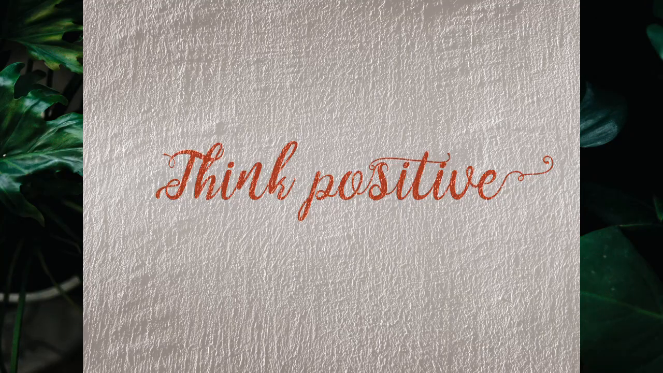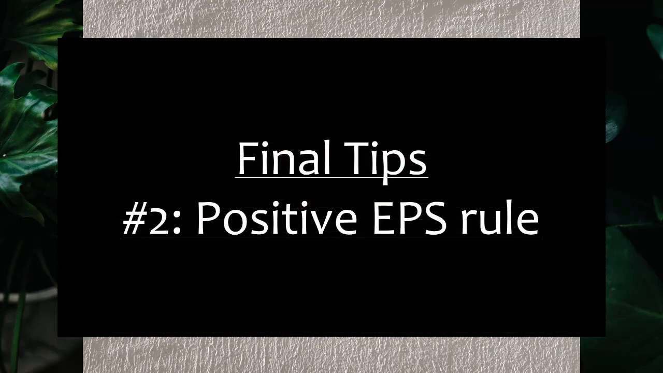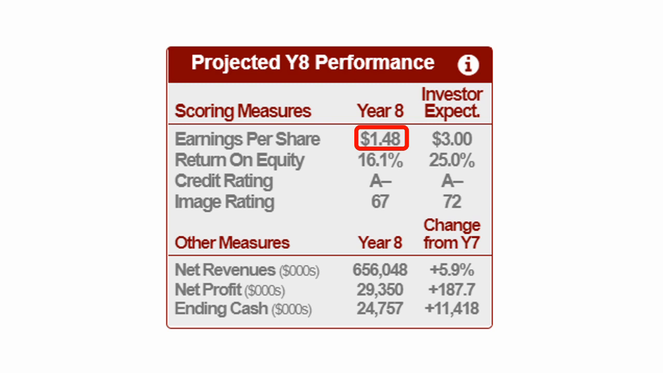The second rule has to do with the lower limit. Keep a positive EPS for your projected earnings per share. And not only should this number here be positive, it should probably be not less than half of the investor expectation EPS. Otherwise, your board of directors may stop you from buying back shares.